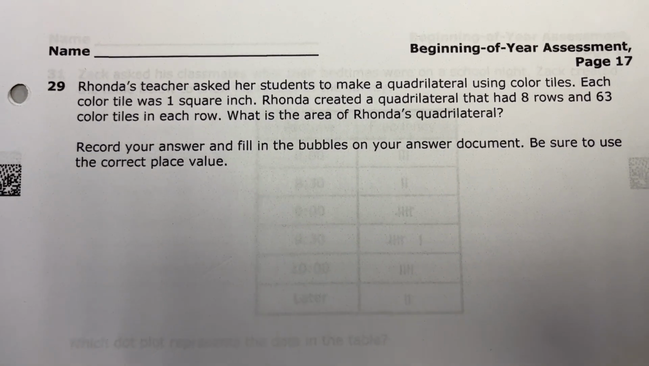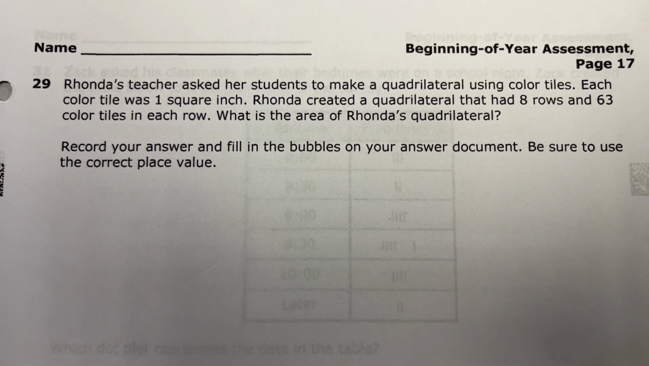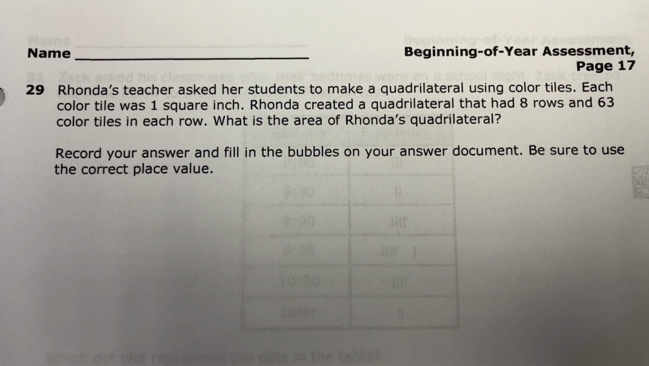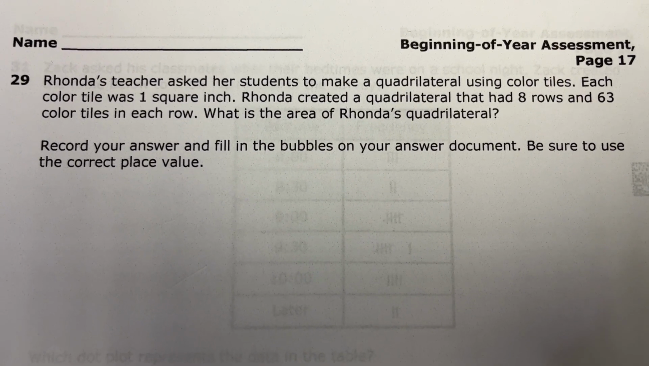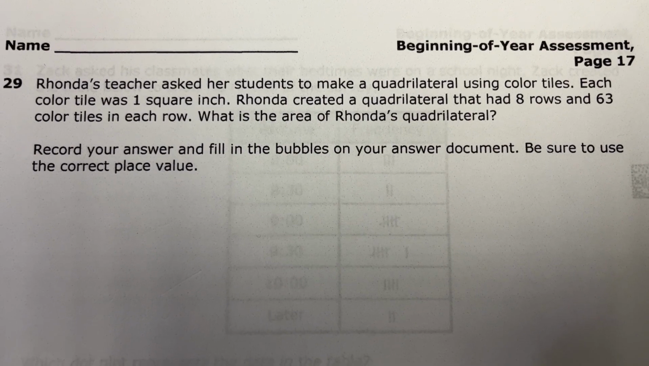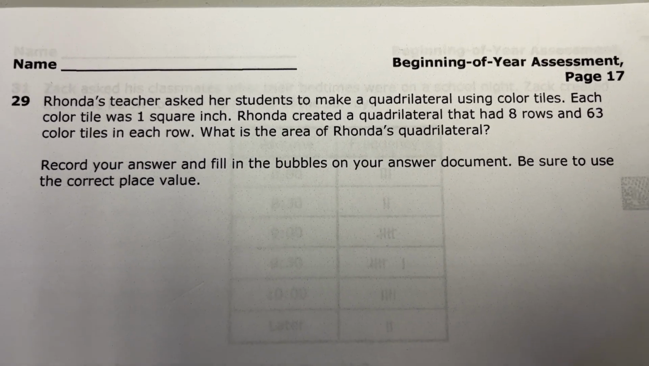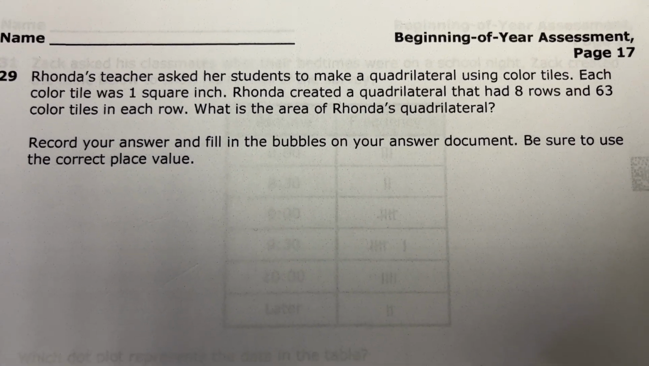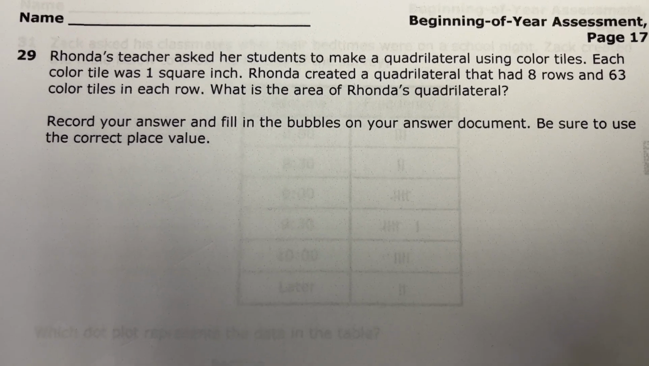Number 29. Rhonda's teacher asked her students to make a quadrilateral using colored tiles. Each colored tile was 1 square inch. Rhonda created a quadrilateral that had 8 rows and 63 colored tiles in each row. What is the area of Rhonda's quadrilateral? Record your answer and fill in the bubbles on your answer document. Be sure to use the correct place value.